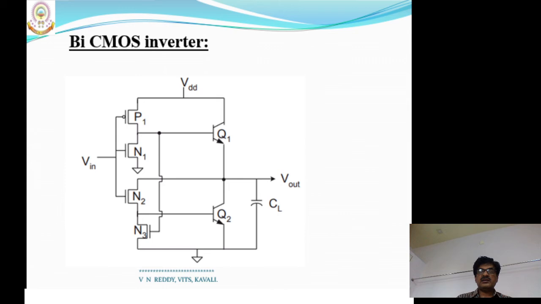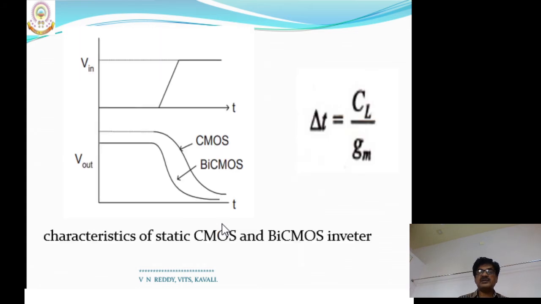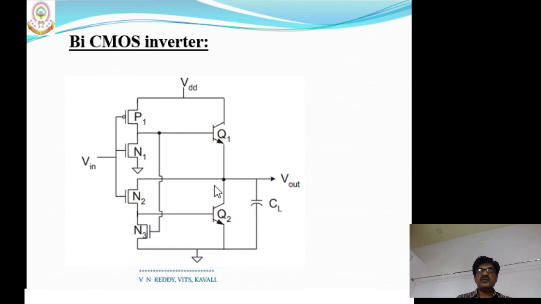Now let us see. Since the bipolar transistor's transconductance GM is very high, the delay is less. With reference to the bipolar transistor, the relation is delta T equal to CL divided by GM. So if GM is increased by using bipolar transistors, the delay value is decreased. That is the idea behind this. We'll see whether this circuit works as an inverter or not.